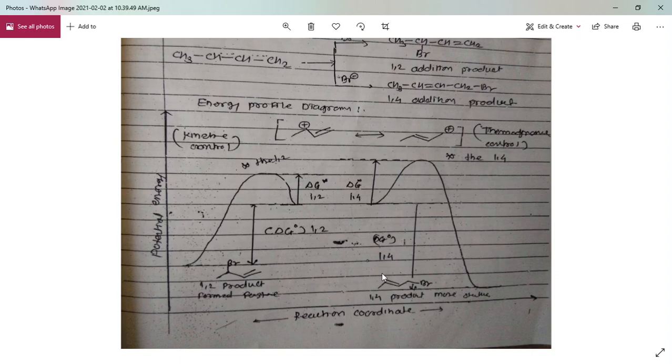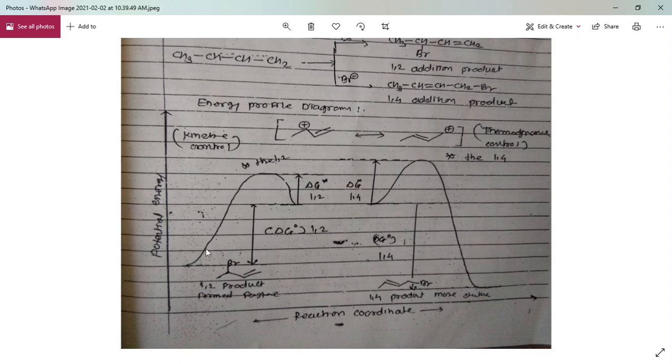This thermodynamically controlled product occurs at a higher temperature, because at higher temperature your 1,4 addition product is thermodynamically more stable. This alkene is a trans alkene, and you know that a trans alkene is more stable as compared to a cis alkene. So at higher temperature, the trans alkene is the more stable one, and that's why you are getting the more stable 1,4 addition product.